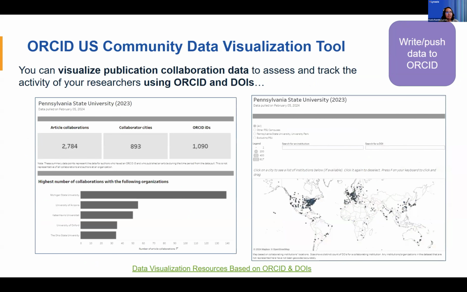And it also can help with assessment. So we have an example here. The ORCID US Community has a data visualization tool. The way that this works is you can visualize publication collaboration data of your researchers, so who they might be publishing alongside from maybe another university or within your own university, and the way that you can assess and stay connected with your researchers when they publish can be done through the use of collecting ORCID IDs and then DOI outputs and visualizing them. In this example, we have a dashboard and this map here where you can see where all that collaboration activity is around the world.